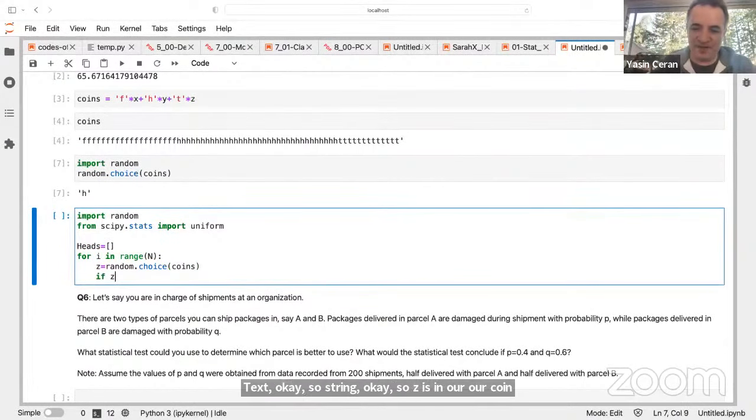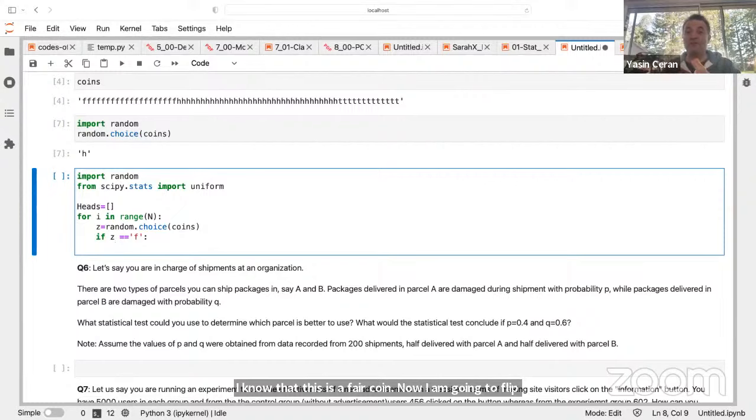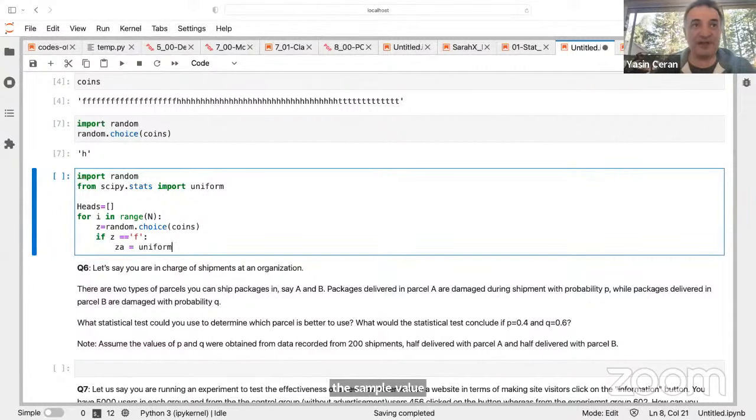Now, if Z is a fair coin, then I know that this is a fair coin, and I am going to flip it. Flipping means a 0.5 probability it's going to be head, and a 0.5 probability it's going to be tail. So let's simulate that. For that, I'm going to sample a value from a uniform distribution. That's why I imported this uniform distribution.